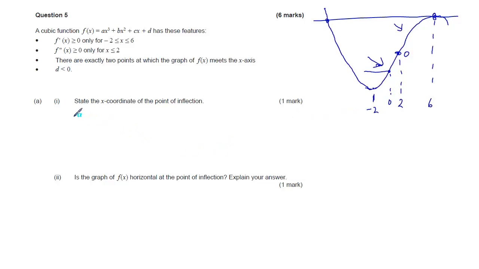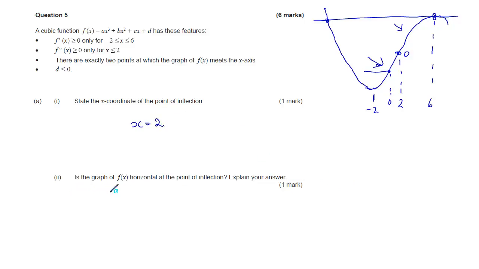So state the x-coordinate of the point of inflection. Well, we've just decided that that must be 2 because we know where the second derivative is 0 we'll have our point of inflection. So that's going to be at x equals 2.